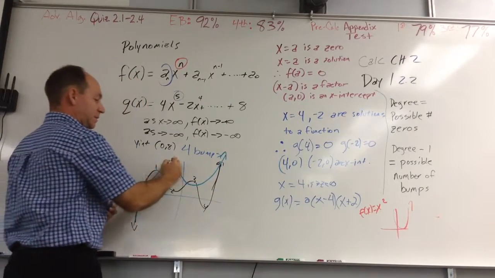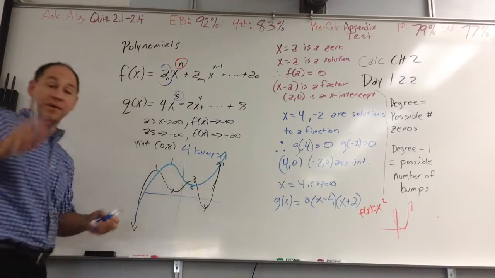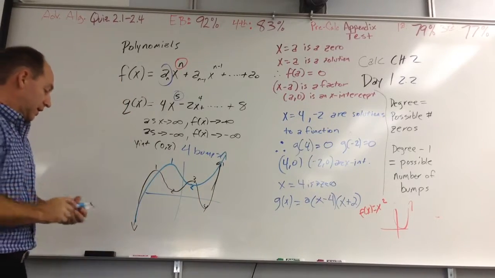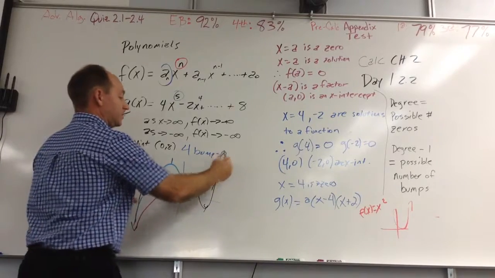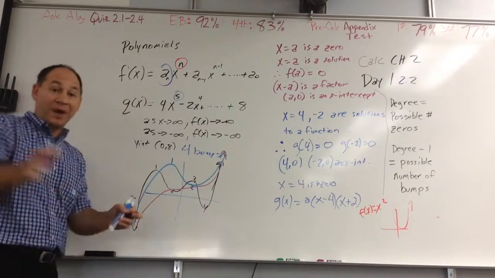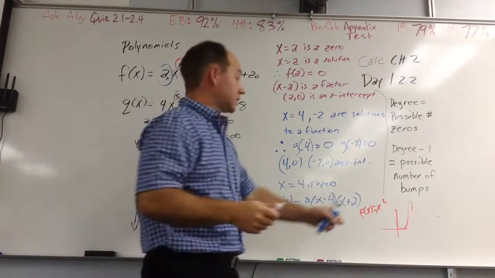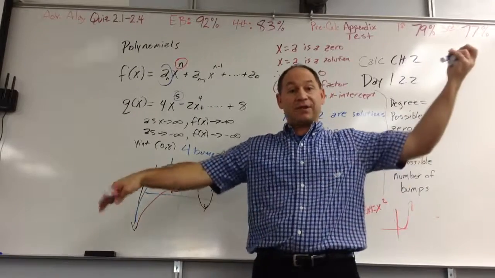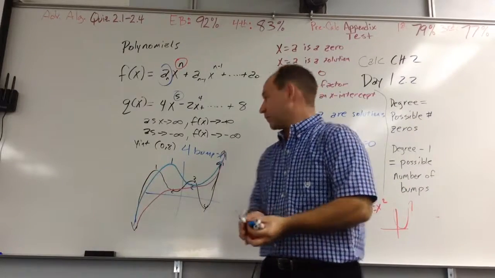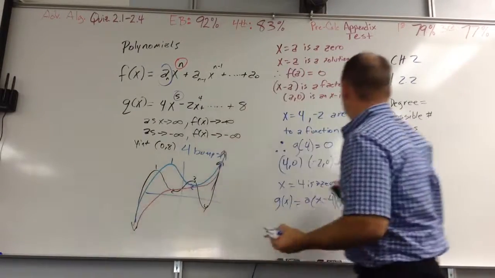And in that case, how many bumps did I have? 1, 2. I could have 2 bumps. Or it could just start here at negative infinity and then creep up there and then just go up. And there could actually be no bumps at all. But I'll call that the bump rule. It says that if you take the degree minus 1, that's the number of bumps, but it still has to have the same end behavior. All right. So that's a few things about polynomials.